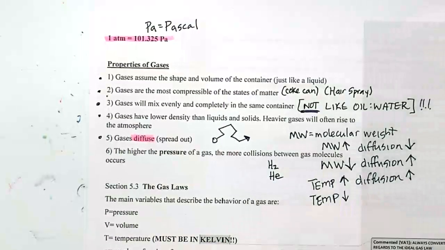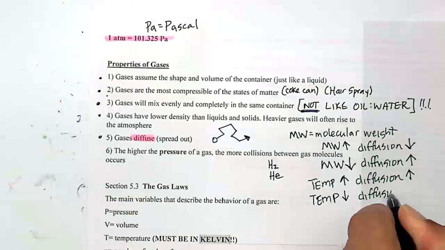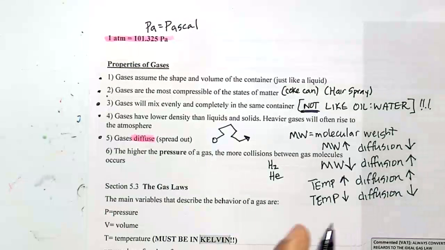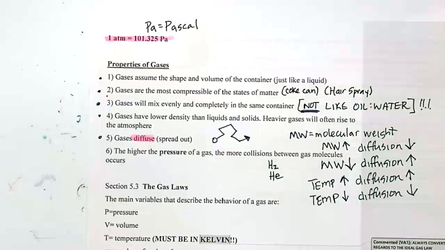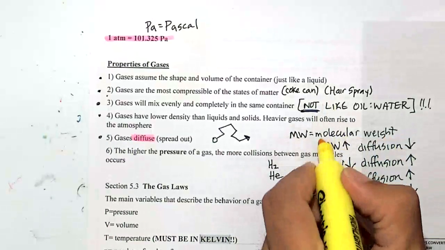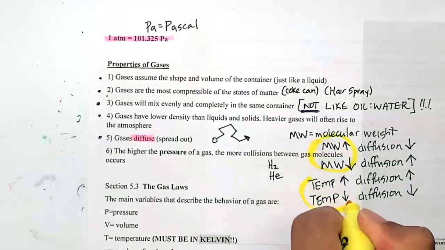If you lower the temperature, the gases move slower. Their kinetic energy is lower. So what two factors influence how fast a gas moves? We call that diffusion. It's the molecular weight and the temperature. Okay? There's an equation that we'll get to at the end of the class that talks about this. So these are the two things.